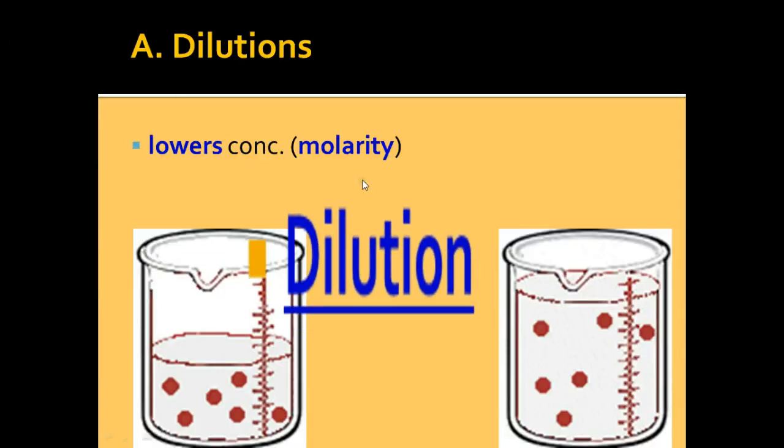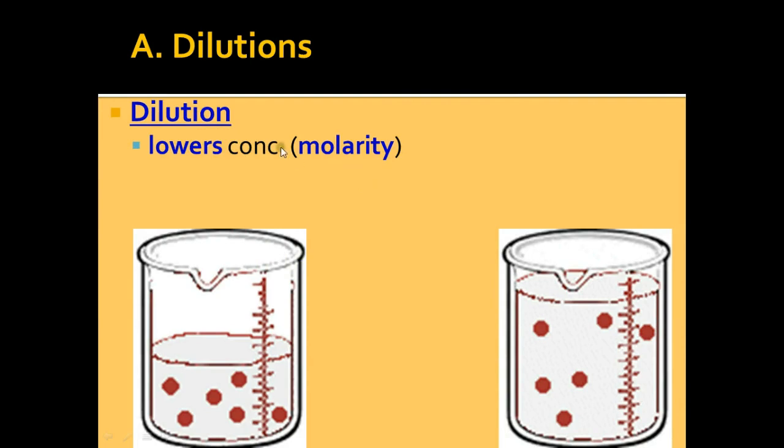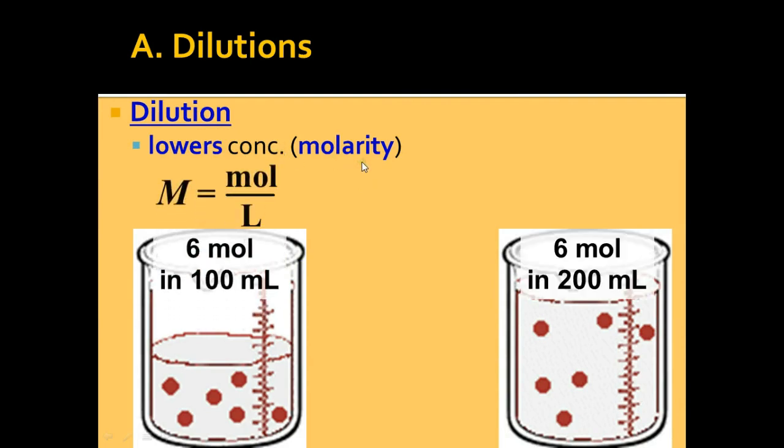And so remember, dilutions are when we lower concentration or molarity by adding more water. So notice how there's twice the number of water in this one as in this beaker here. And so because we added more water, we increase the denominator here, and we decrease the number of molarity.